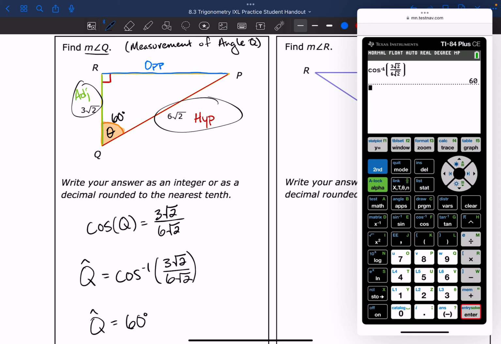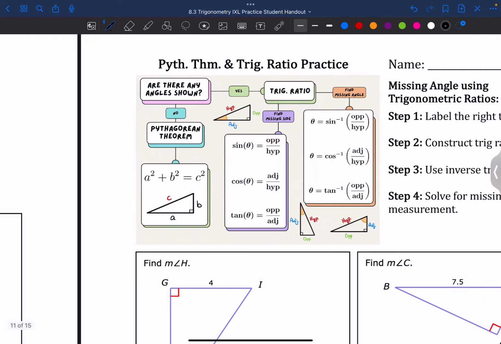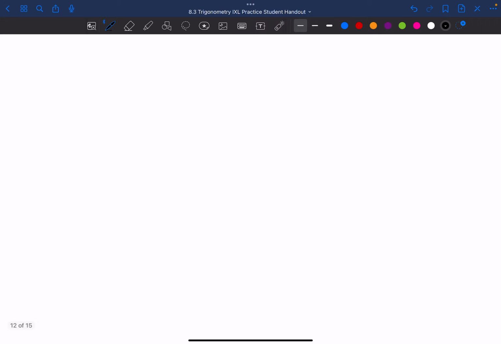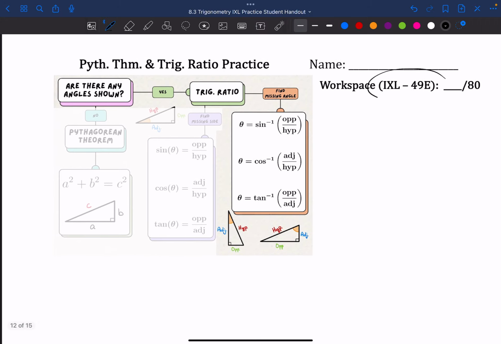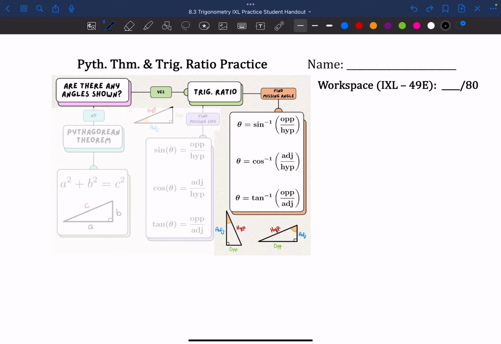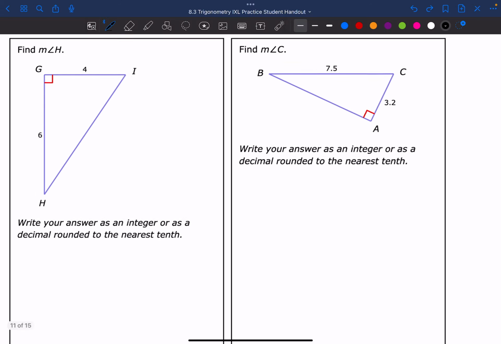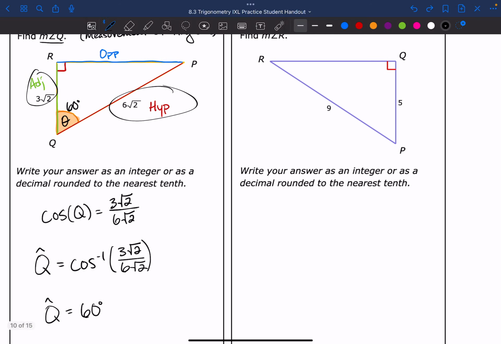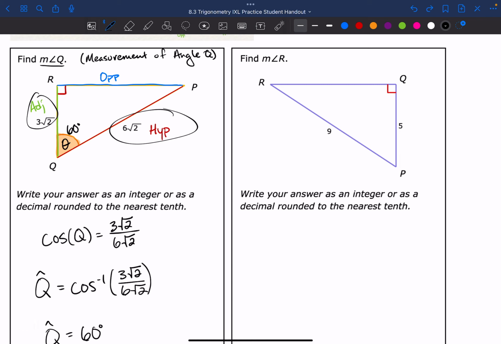So there we apply the inverse trig ratio. If you feel confident right now, go and try to practice out. If you go to page 12, you can find the quick code right here, 49E. Otherwise, follow along with me. We're going to go through a few more examples. We're going to go to the second one right here, where we have to find the measurement of angle R.